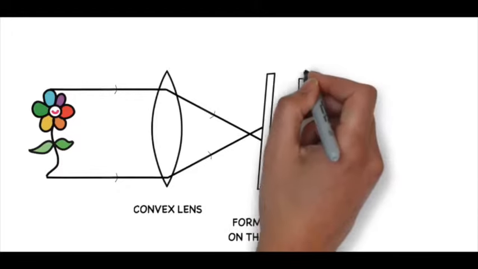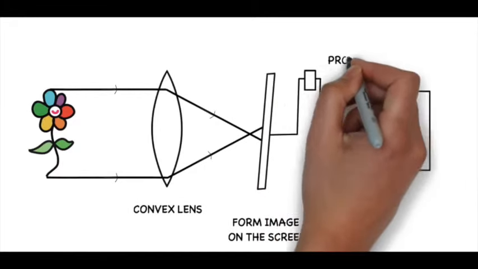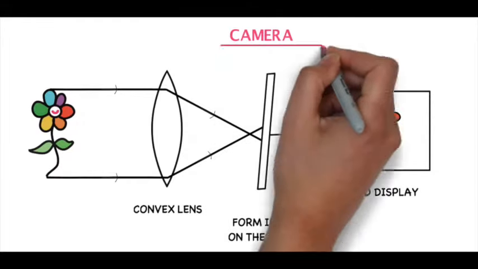The information about the image will be sent to the processor of the camera, and from there the image will be processed and displayed on the LCD screen of the camera.